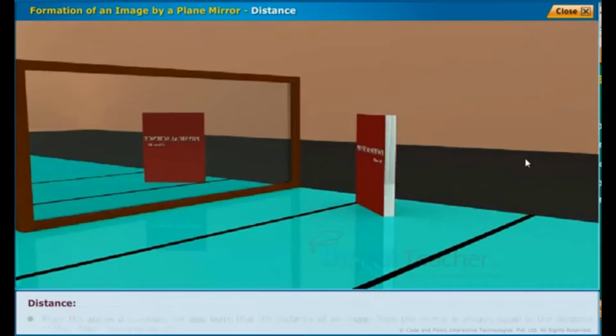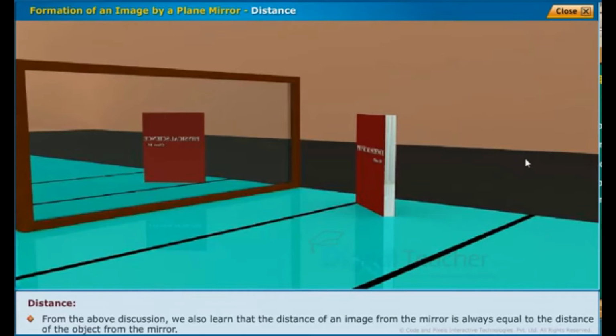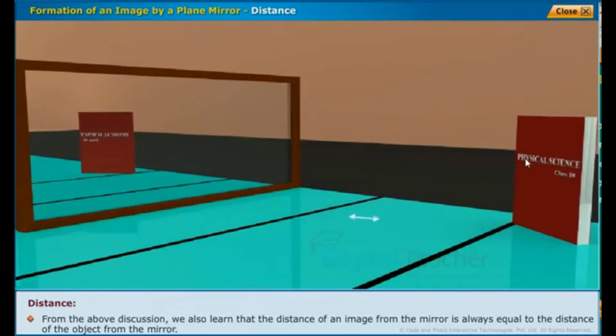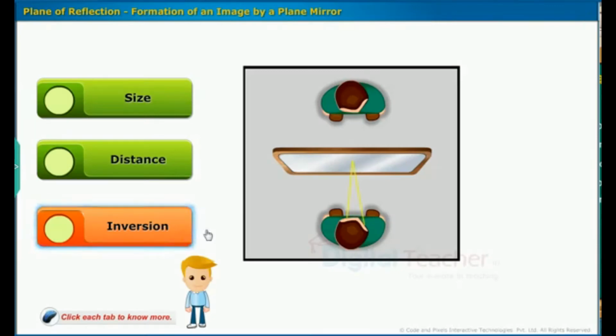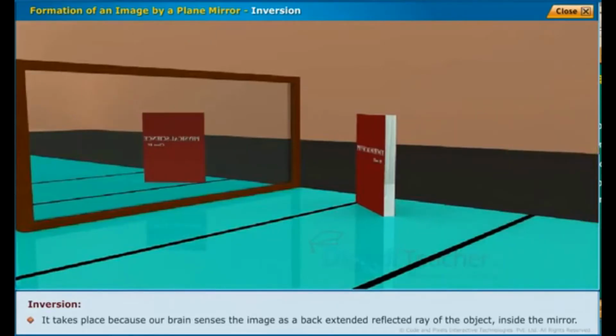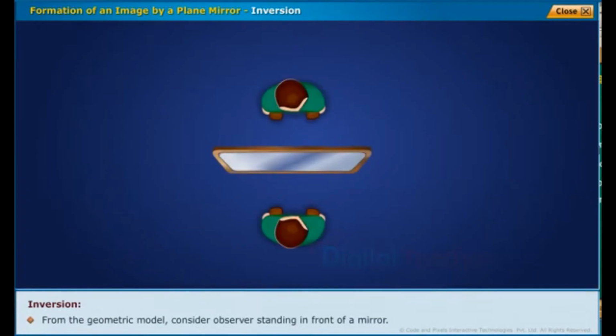Distance. From the above discussion, we also learnt that the distance of an image from the mirror is always equal to the distance of the object from the mirror. It takes place because our brain senses the image as a back-extended reflected ray of the object inside the mirror. From the geometric model, consider an observer standing in front of a mirror.